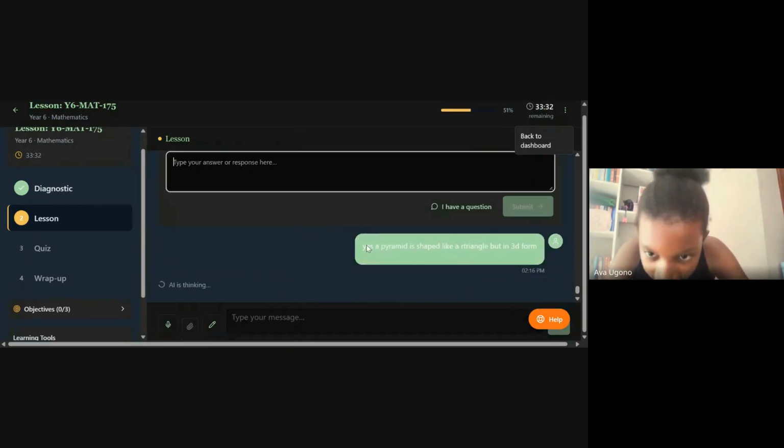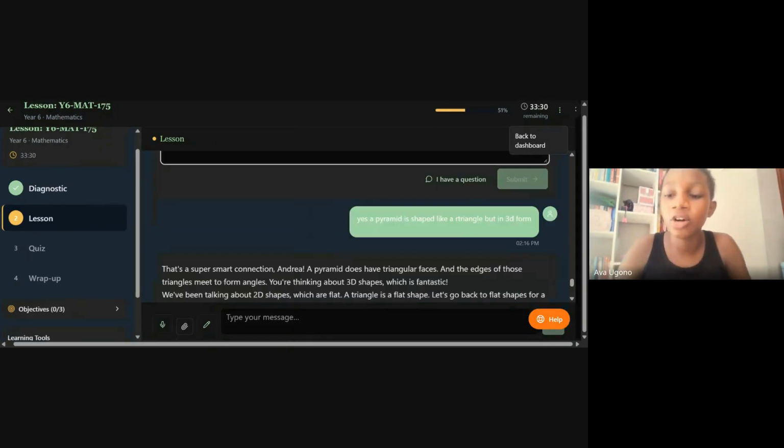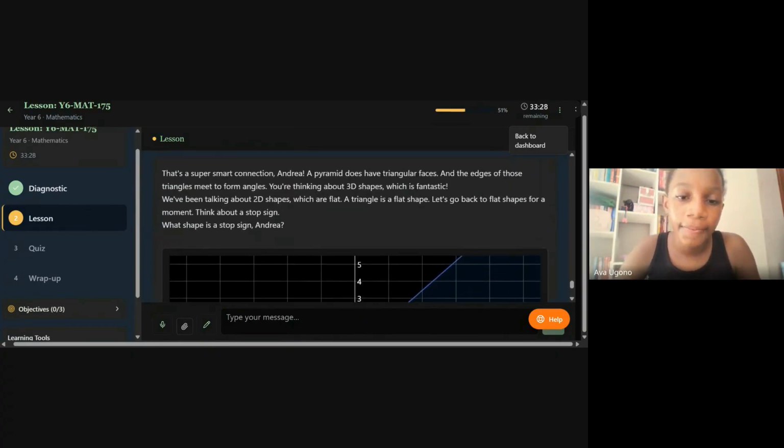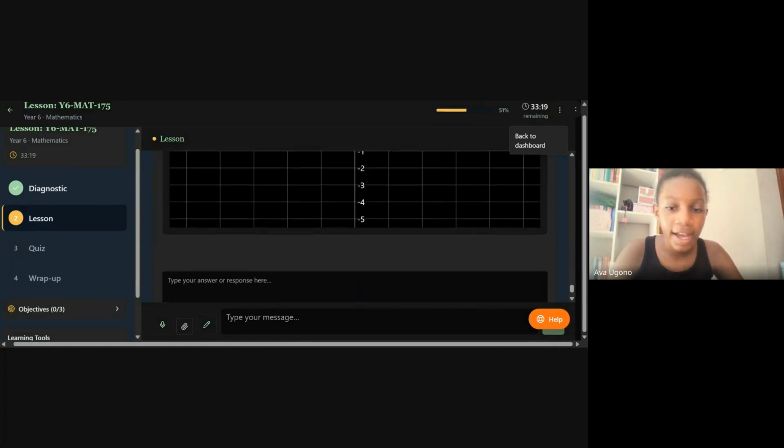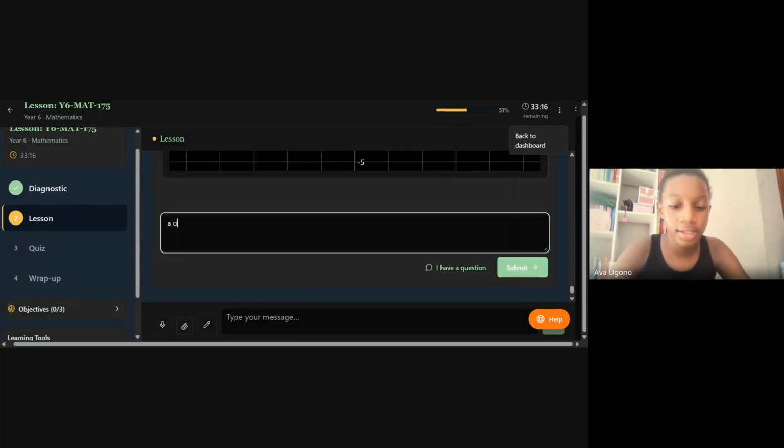So I wrote, yes, a pyramid is shaped like a triangle, but in 3D form. That's a super smart connection, Andrea. A pyramid does have triangular faces. Now, what shape is a stop sign? A circle.